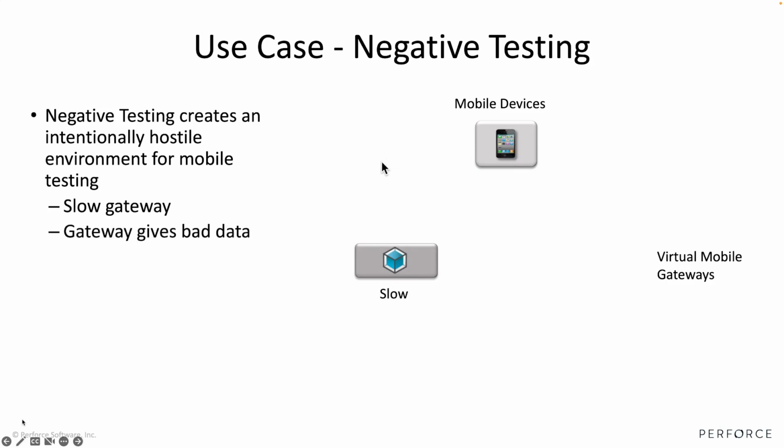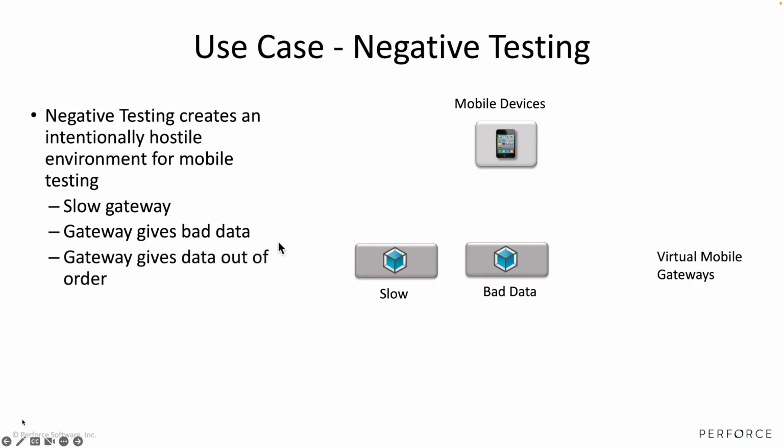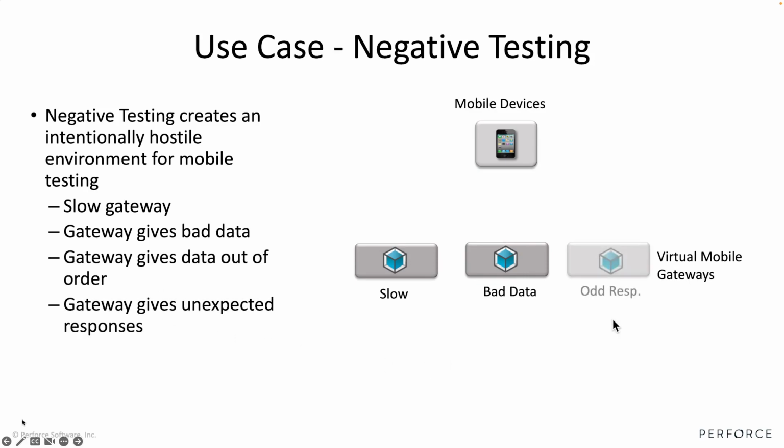I may have a gateway that intentionally gives me bad data to make sure that the mobile app is going to respond appropriately if it happens to get, for example, the word Oldsmobile when it's expecting a balance in an account. I may have a gateway that gives data out of order, and I may have a gateway that gives unexpected responses. Interestingly enough, one of the largest banks says that 80% of their testing is negative testing, due in no small part because people simply have no sense of humor when it comes to their own money.